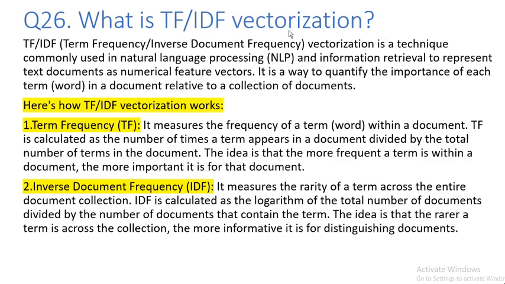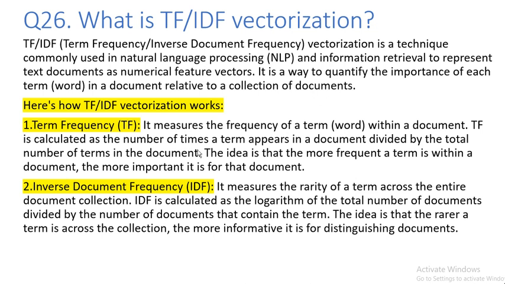What is TF-IDF vectorization? Term frequency inverse document frequency vectorization is a technique commonly used in natural language processing, that is NLP, and information retrieval to represent text documents as numerical feature vectors. It is a way to quantify the importance of each term in a document relative to a collection of documents. Here is how TF-IDF, that is term frequency and inverse document frequency, vectorization works. Number one, term frequency. It means the frequency of a term or word within a document.